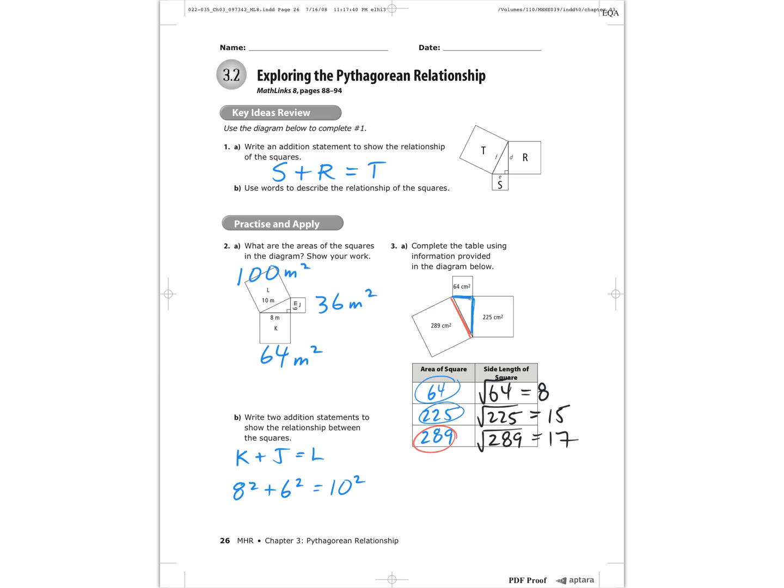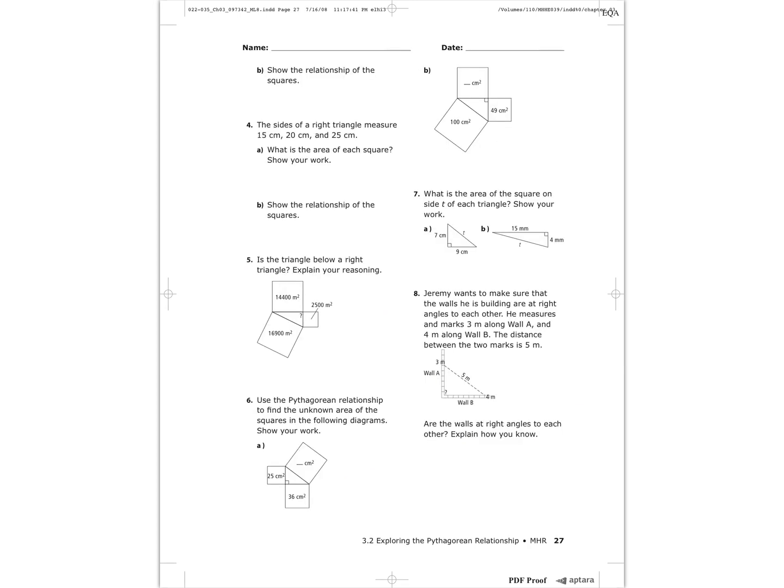Okay, on to the next page here. Don't worry about that. We've already done that. Lots on the front. Number 4, the sides of a right triangle are 15, 20, and 25. What's the area of each square? This one is 225 centimeters squared. This one is 400 centimeters squared. And this last one here would be 625 centimeters squared.